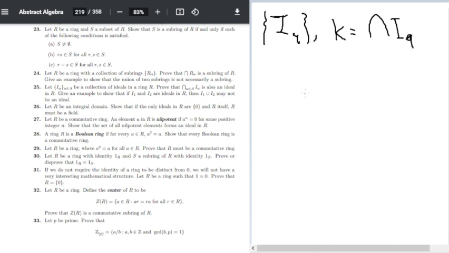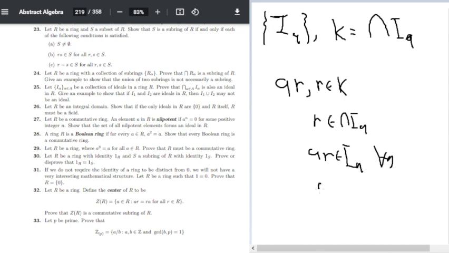I want to show it's an ideal. So first of all, since each of these are subgroups, the intersection of subgroups is a subgroup, so it's still a subgroup. To show that it's an ideal, suppose we have A times R for R in K. Then R is in the intersection of all I_alpha, which means that AR is in I_alpha for all alpha, which implies that AR is in the intersection of the I_alpha.